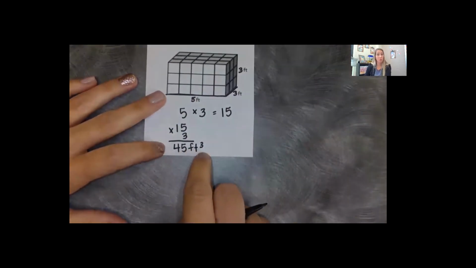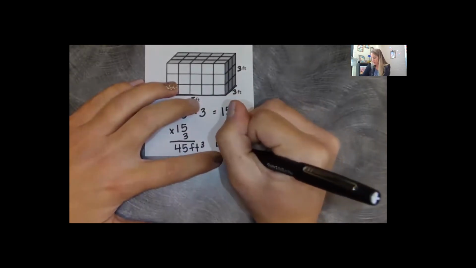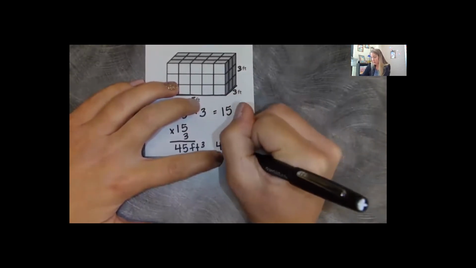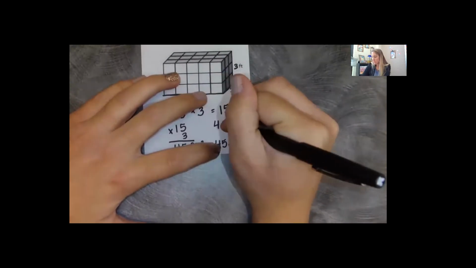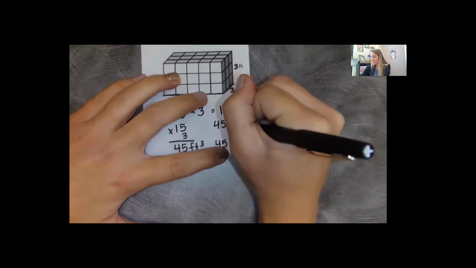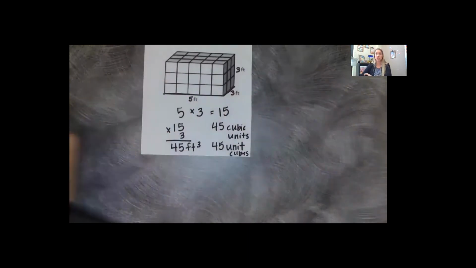You notice I wrote a 3. That means cubed. I also could have said 45 unit cubes. It's made up of 45 unit cubes. I also could have said it's 45 cubic units. Those are all ways of describing volume.